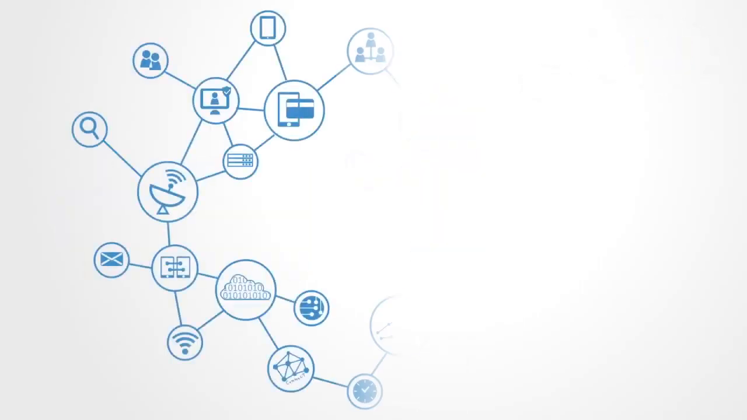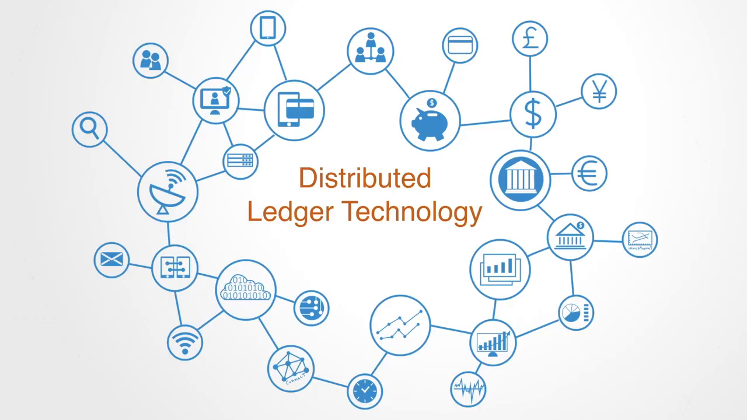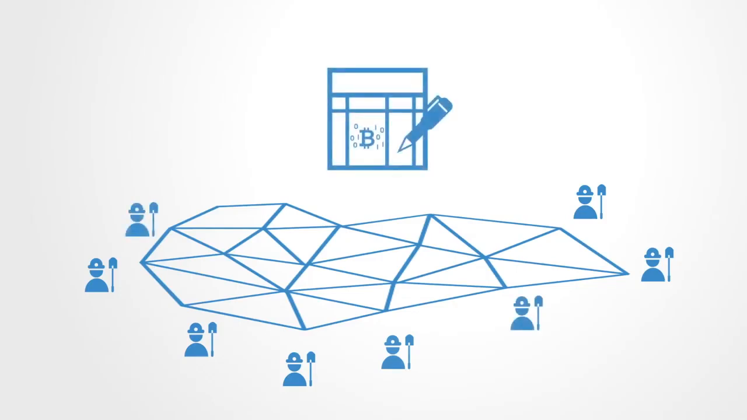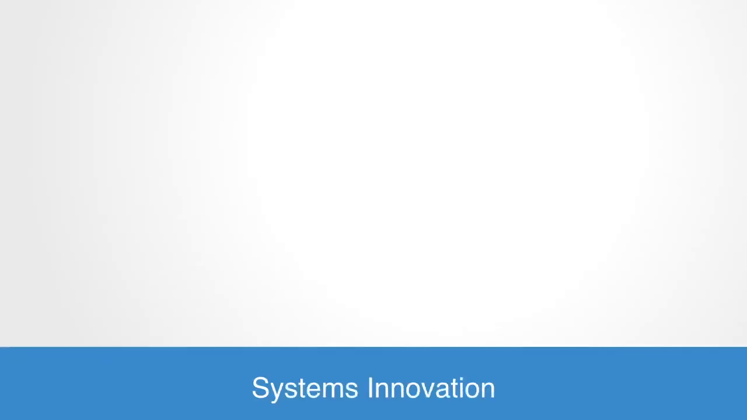Another good example of systems innovation would be triple entry accounting, or more generally, distributed ledger technology, DLT. DLT makes it possible for a network of computers to maintain a shared, secure, and trusted ledger of valuable assets and exchanges without anyone controlling the network or anyone being able to alter the ledger without the consent of other nodes in the network.